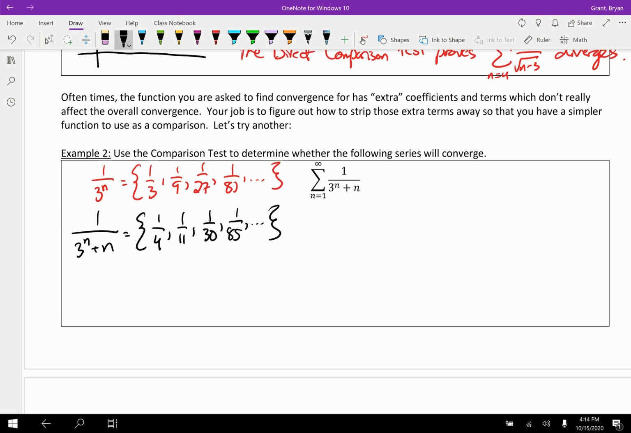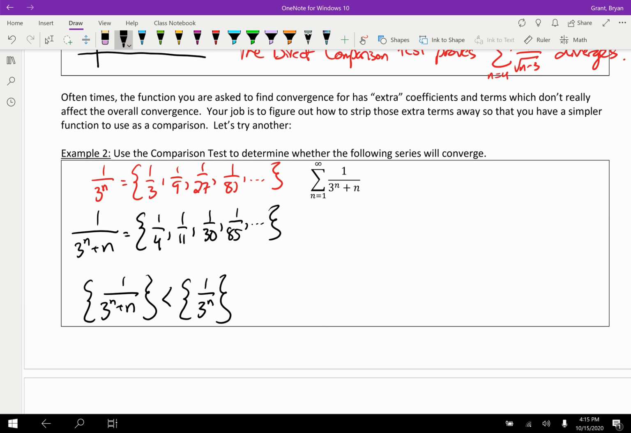And then we need to compare these terms. Think in terms of the denominator, no pun intended. These denominators are larger, which means overall the fraction is smaller. So I think we would probably be correct in saying that 1 over 3 to the n plus n as a sequence is strictly less than 1 divided by 3 to the n. So we have a relationship.